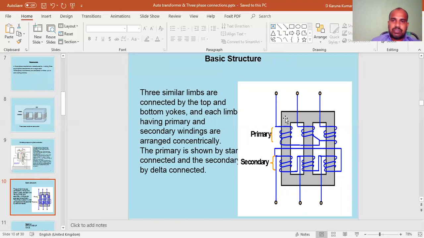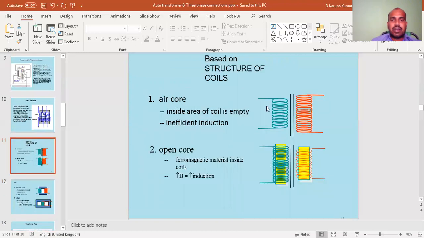Okay, this is a primary. This limb has a primary winding and secondary winding. This limb also has primary and secondary. This is also primary and secondary, arranged conductively. The primary is shown star connected and the secondary is delta connected. The primary winding is connected in star and the secondary is connected in delta.